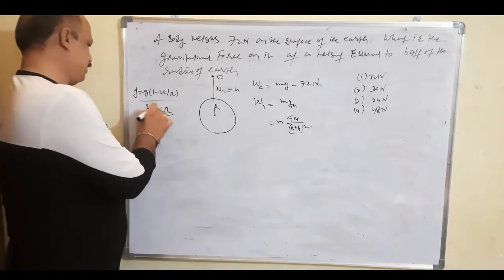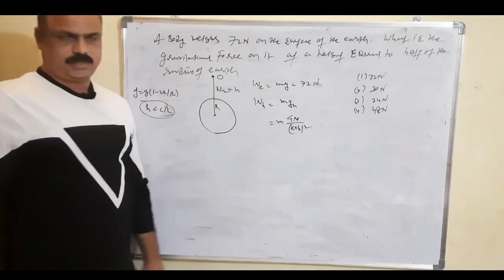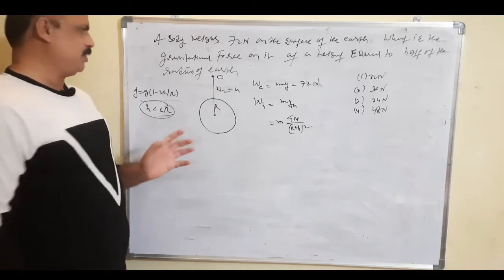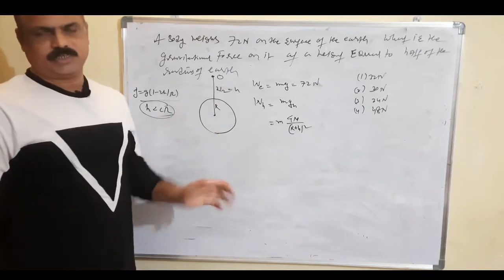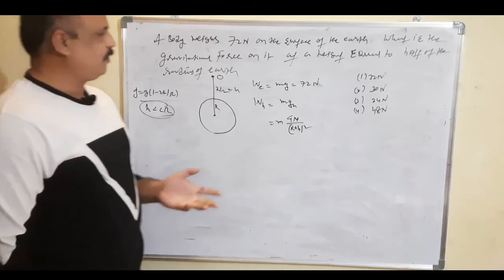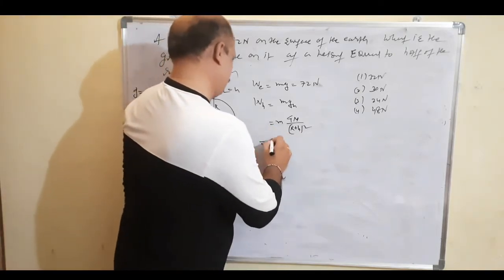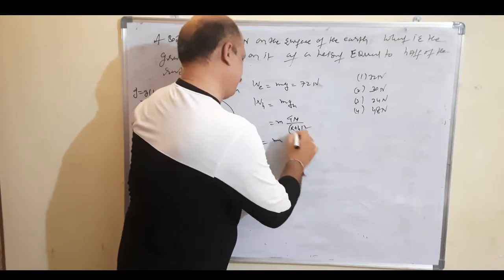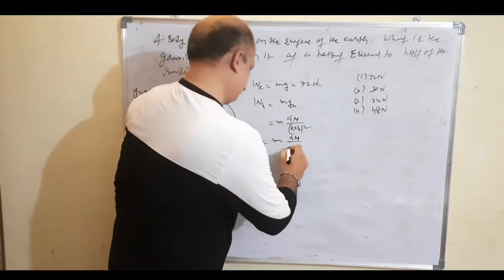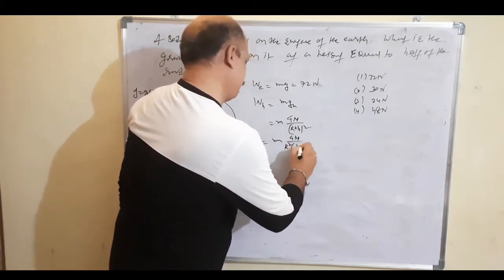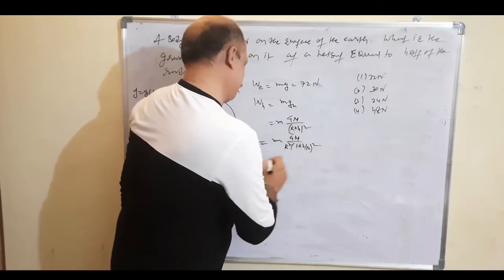That means here h is not a small value. It is always comparable to the radius of the earth. It is a large value. So in the case of a large value, we use this formula. So m into GM by, take r common, r square into (1 plus h by r) whole square.